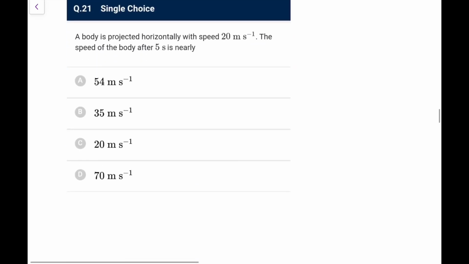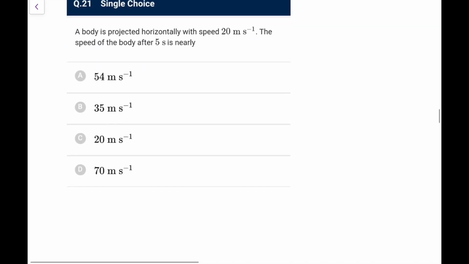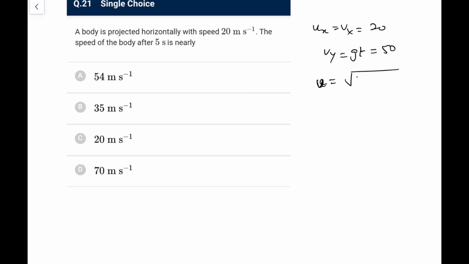Next one, a body is projected horizontally with 20 meter per second. The speed of the body after 5 seconds is: we know vx will remain 20, and vy will now become gt, which means 50. So the final speed v would be the square root of 50² + 20², that is 2500 + 400, that is 2900, so it would be 10 root 29. In the 50s, it would be 54 meter per second. That would be the most appropriate.